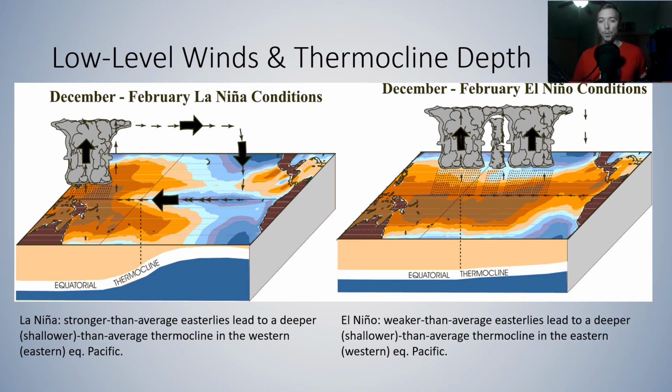In El Ninos, we see weaker than average easterlies leading to a deeper or shallower than average thermocline in the eastern equatorial Pacific.